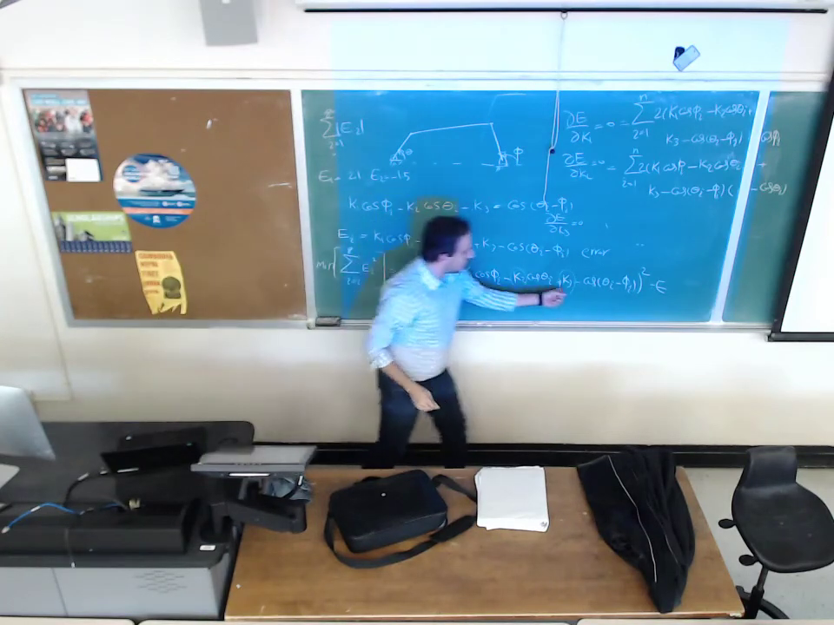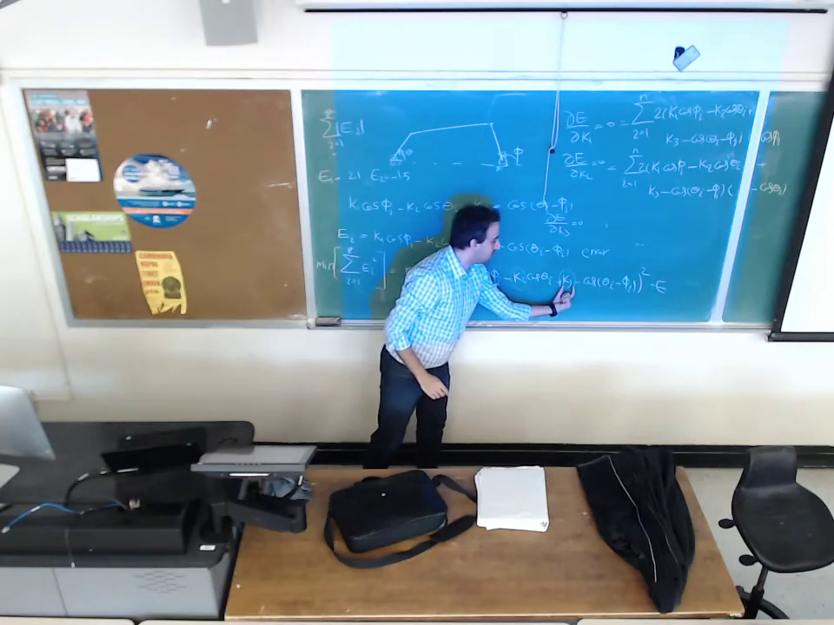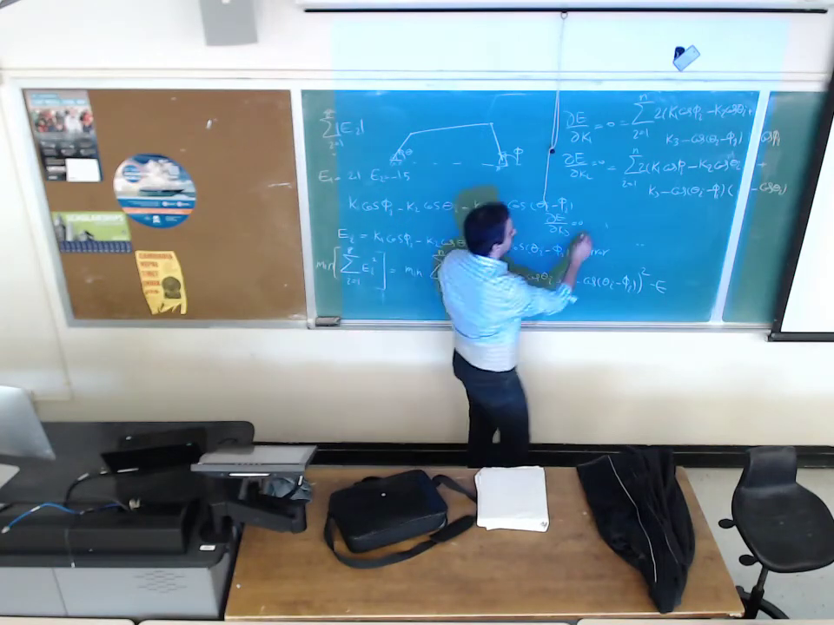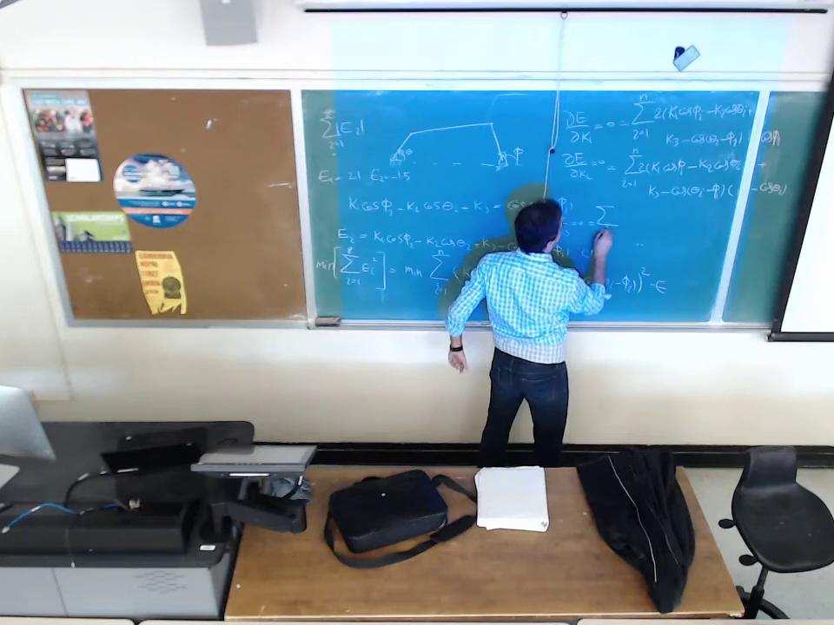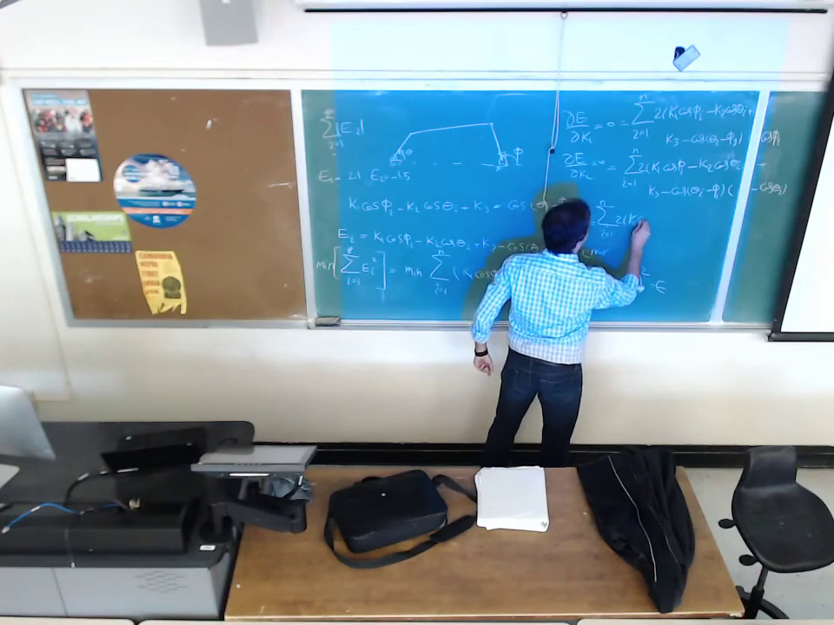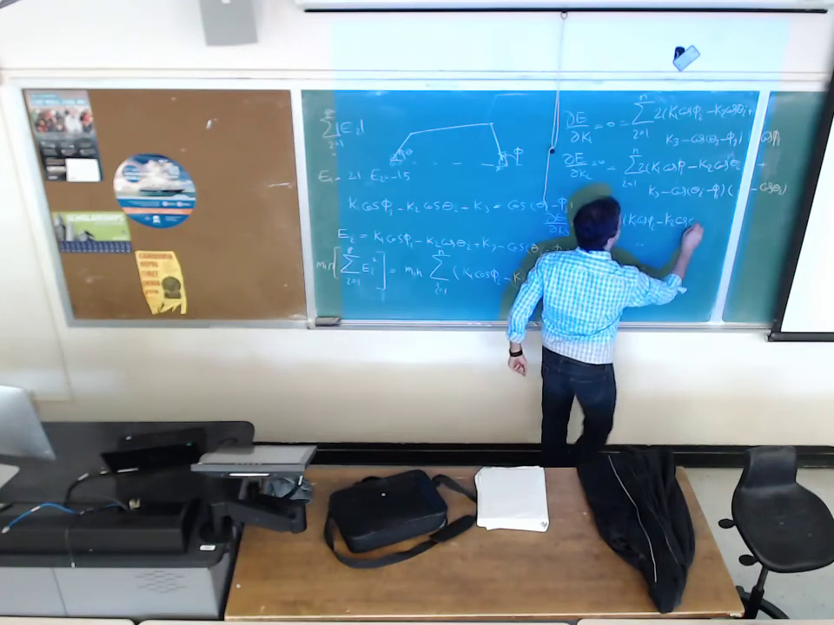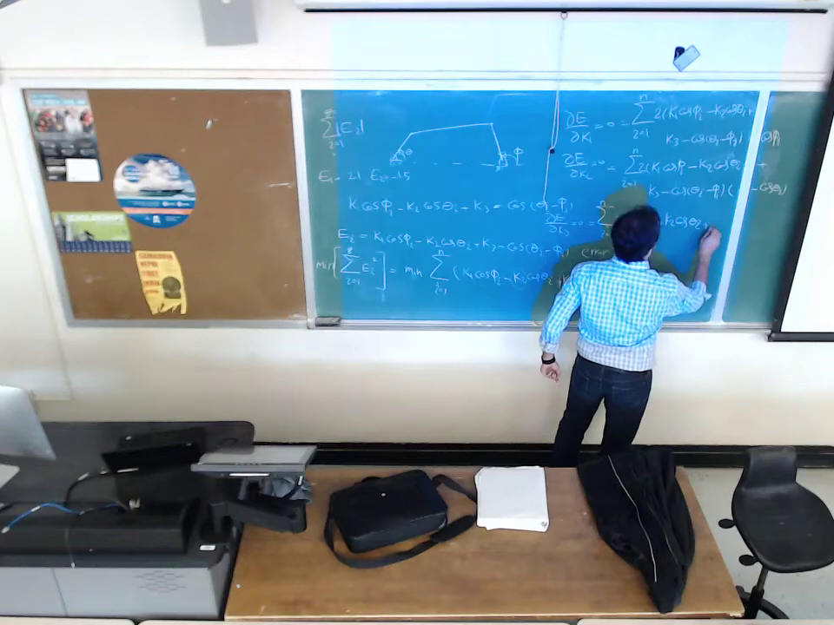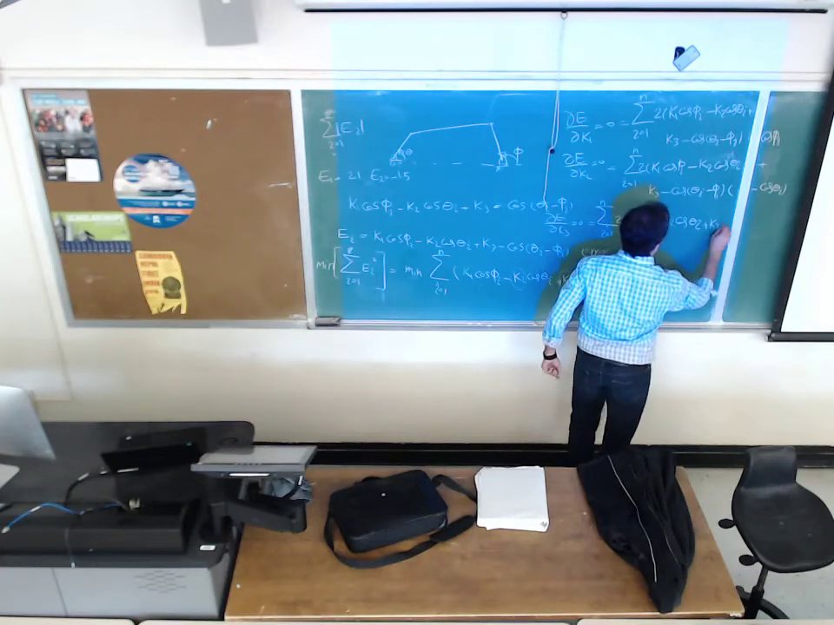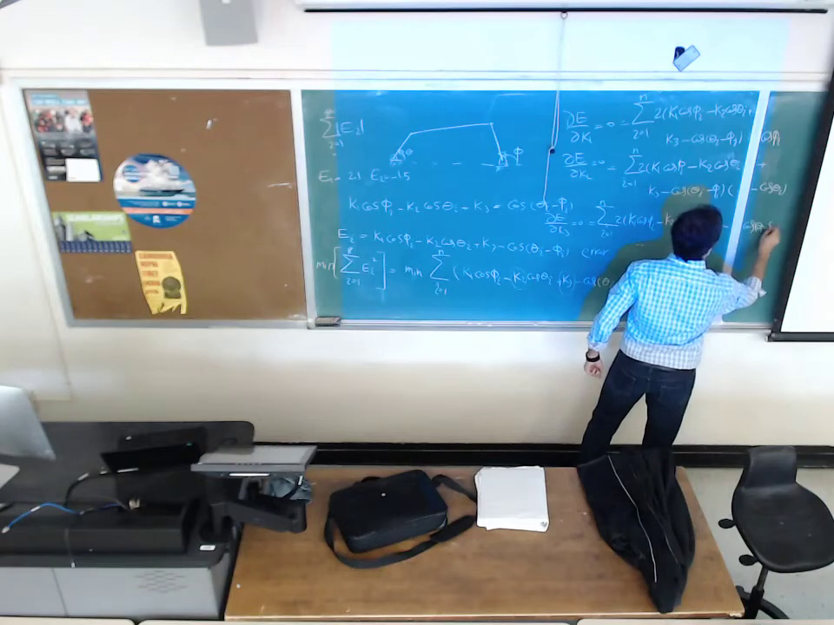And for K3, 2 times this parentheses, and the derivative with respect to K3 is 1. So it's going to be the summation of I equals 1 to n, 2 times K1 cosine of phi minus K2 cosine of theta I plus K3 minus cosine of theta I minus phi.